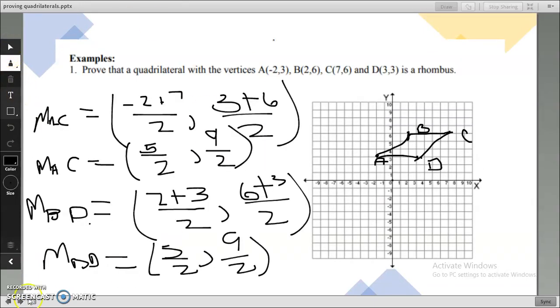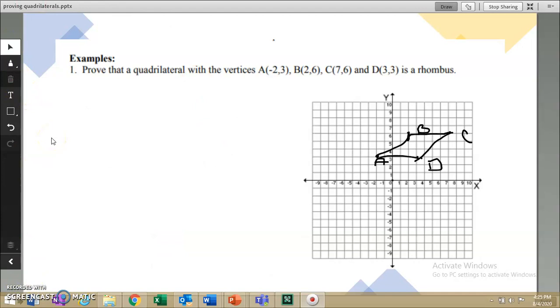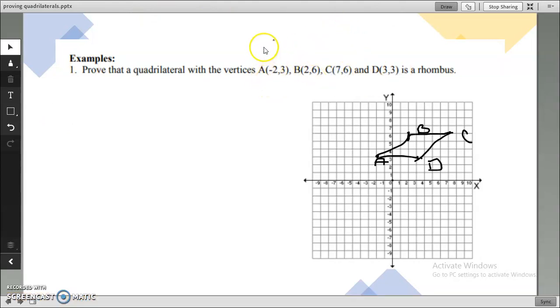So first, let me clear, because I can't keep going because I was running out of space. So let's look at my diagonals and see if they are perpendicular to each other. So that means I need to find the slope of AC and BD, because those are my diagonals. Let me see if those two things are perpendicular. So AC, we'll say that A is my point 1 and C is my point 2. It doesn't matter which one I make.